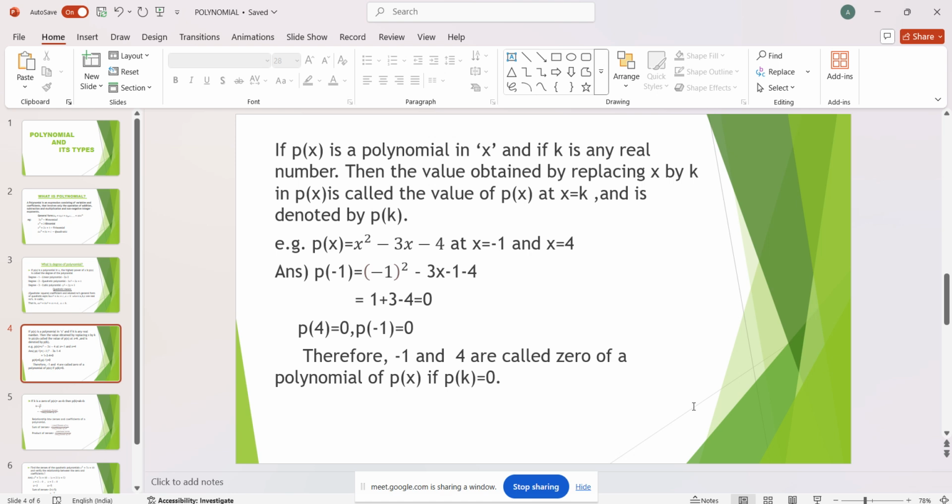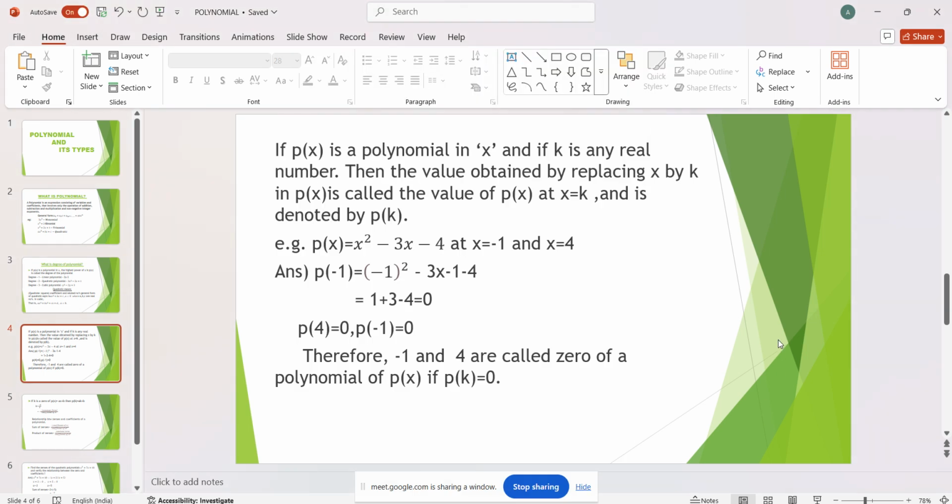Adding plus and minus numbers is the difficult part. In multiplication and division, minus into minus is plus, plus into plus is plus, and plus and minus gives minus. In addition, for same symbols, plus plus plus and minus minus minus. For plus and minus, take the biggest number minus the smallest number, and the sign of the biggest number. You studied this rule in the 6th or 7th standard. So p of 4 equals 0 and p of minus 1 equals 0.